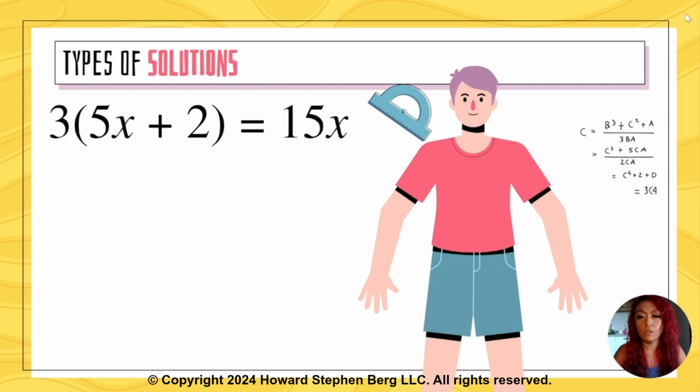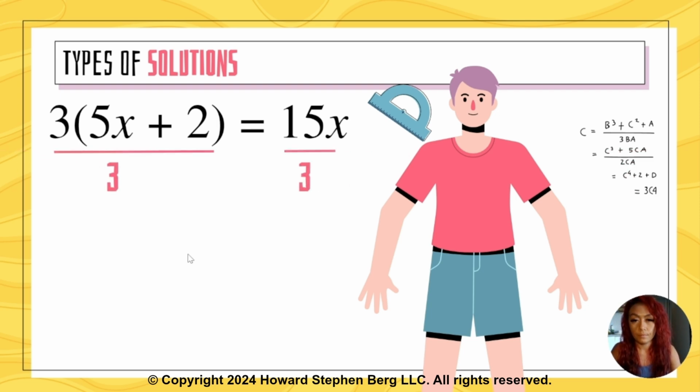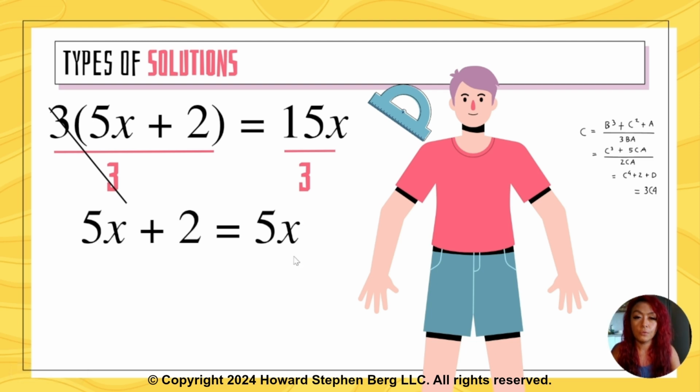So let's take a look at the first one. We have 3 times the sum of 5x and 2 equals 15x. Let's solve for x by first getting rid of this 3 and dividing both sides by 3. Our 3's cancel out. We bring down 5x plus 2 equals 5x. Now we have variables on both sides of the equal sign, so we're going to try to collect them on just one side. So let's subtract 5x on both sides.